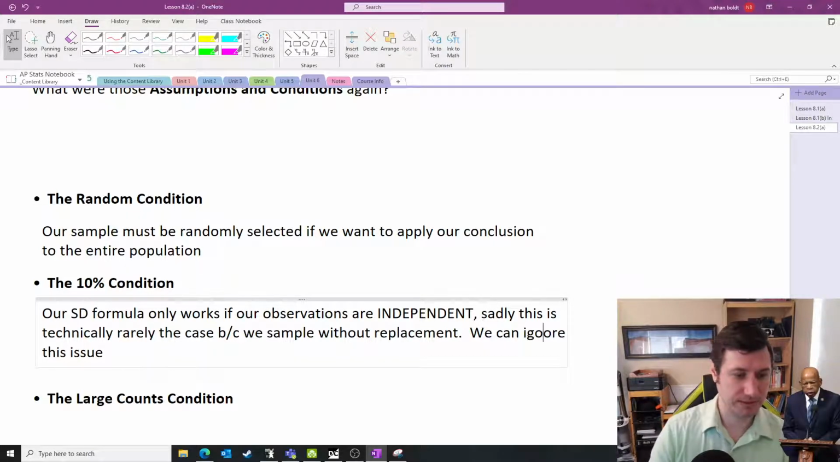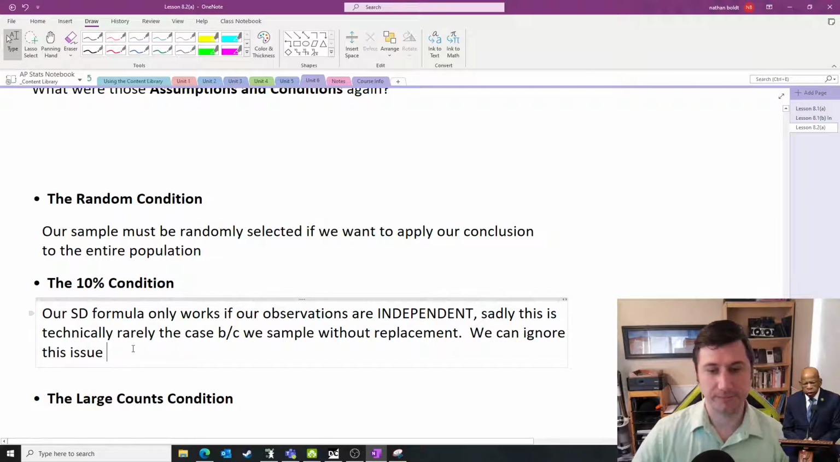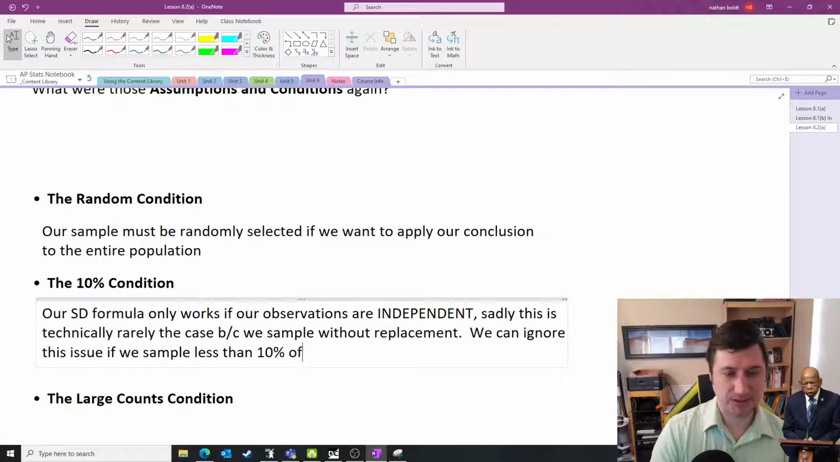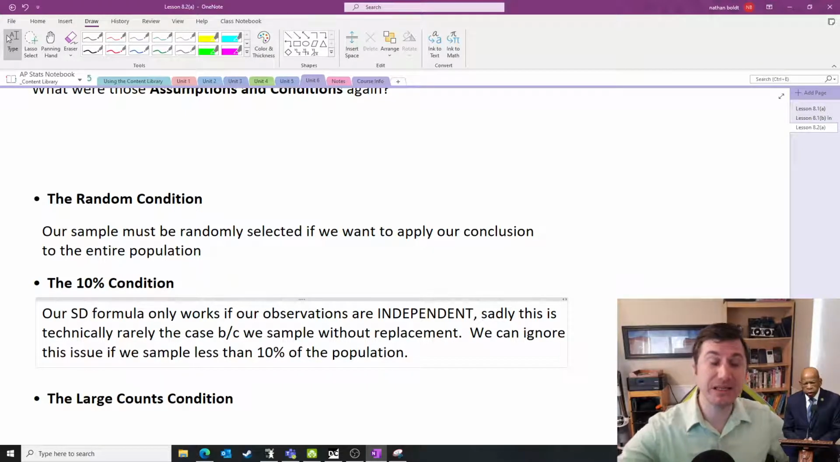Oops. Man, spelling is not my strong suit this morning. We can ignore this issue if we sample less than 10% of the population. So that means we get to use our standard deviation formula.